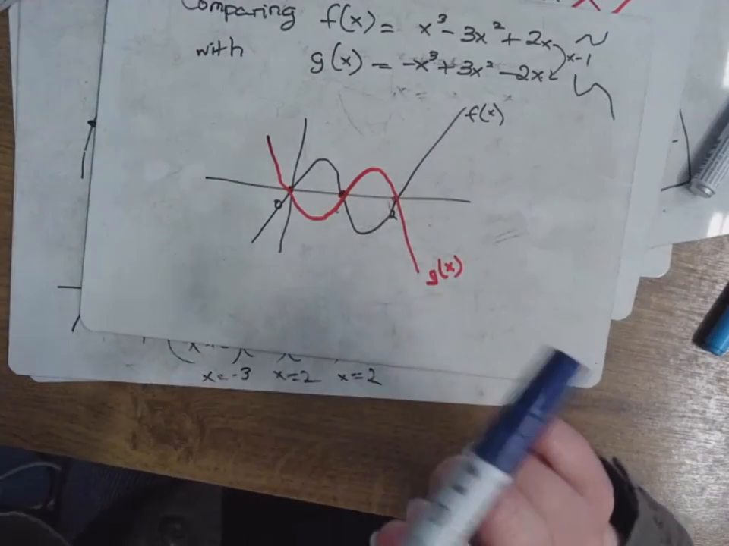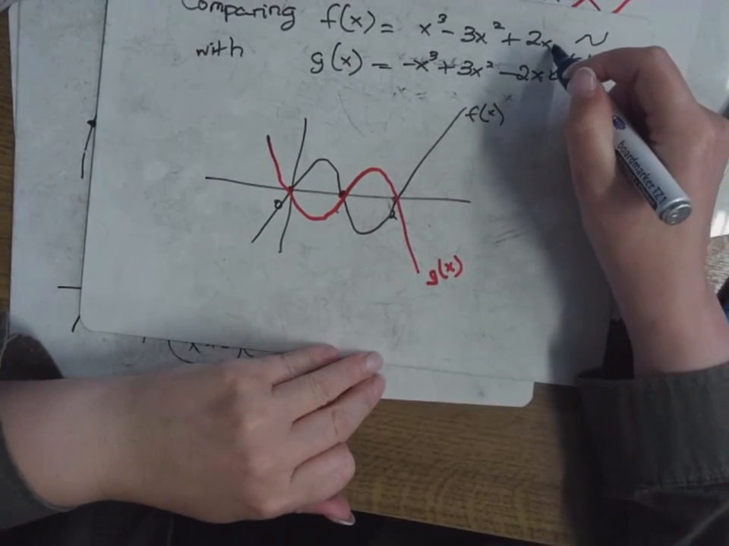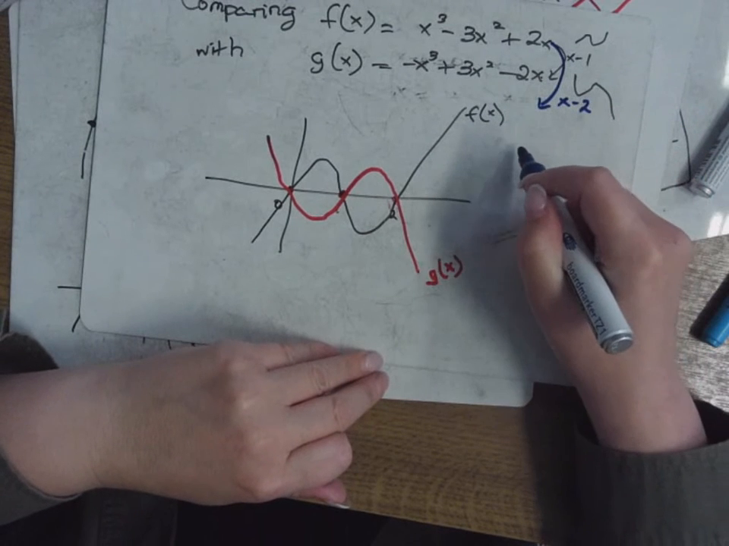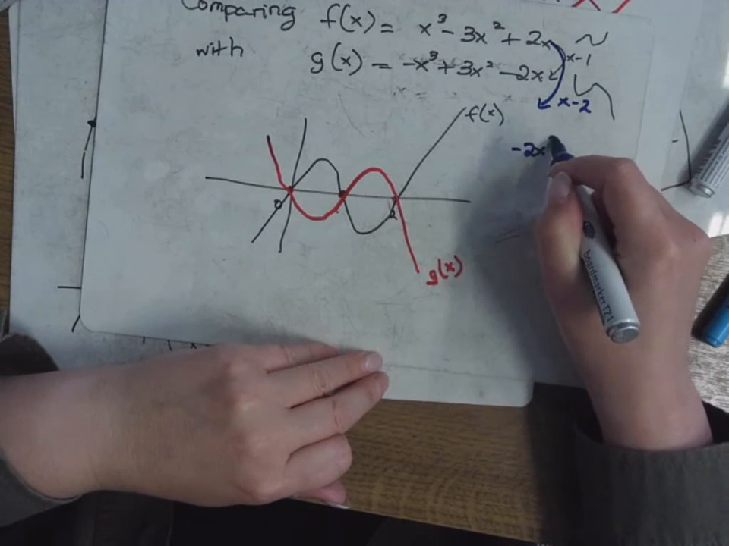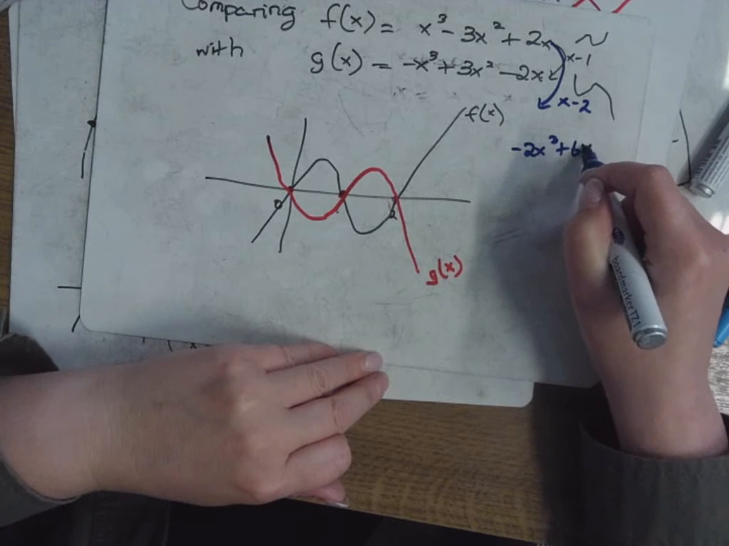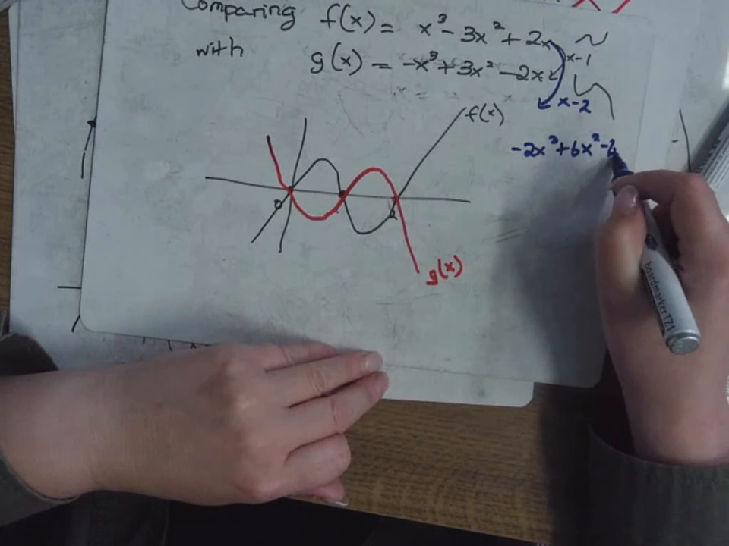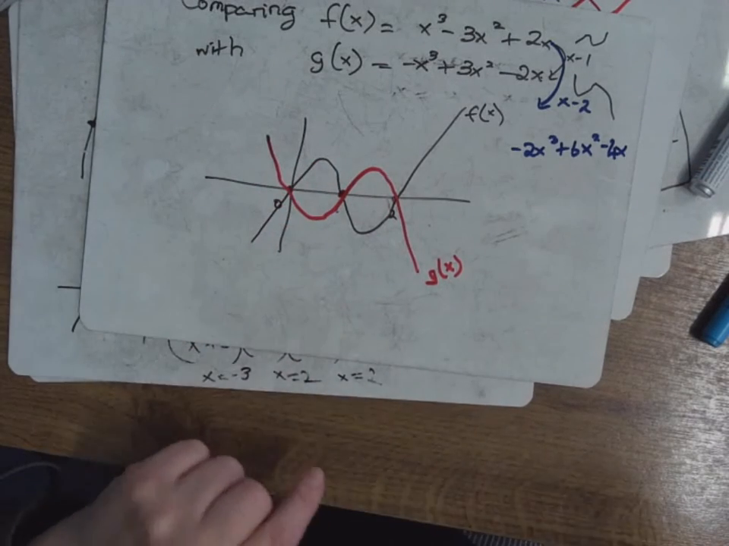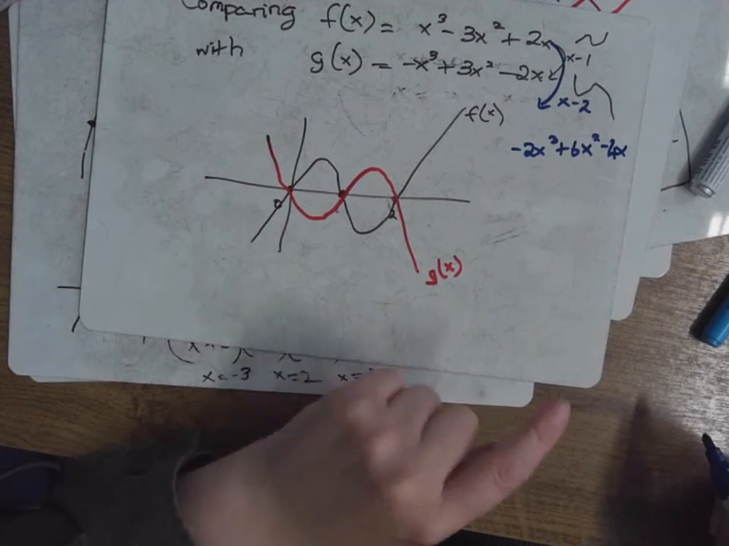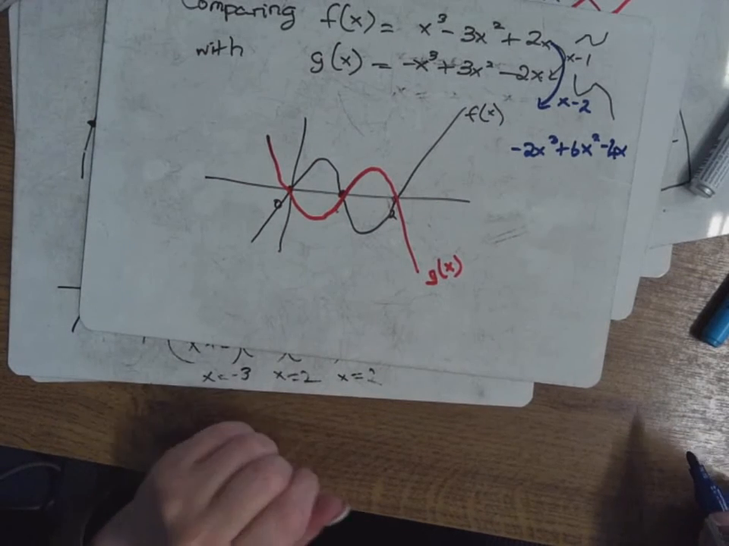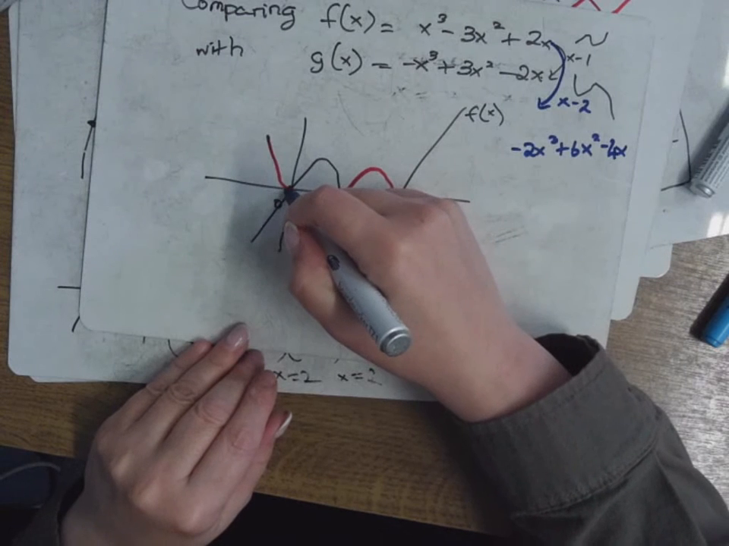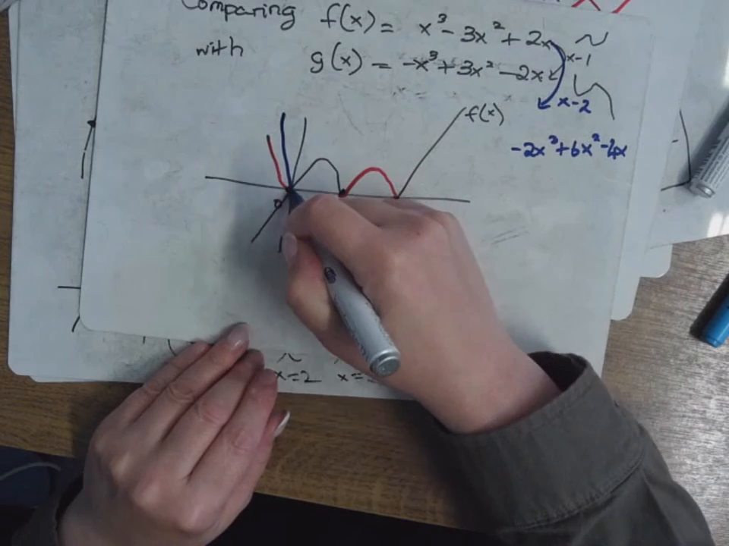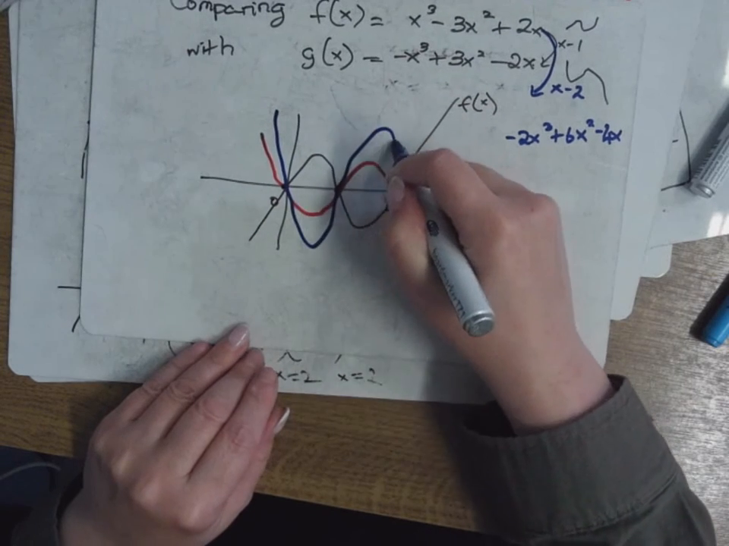What if I was to multiply by minus 2? So if I was to take the top graph and multiply it by minus 2, so minus 2x cubed plus 6x squared minus 4x. What if I was to draw that one? I know if I multiplied it by 2, the peaks are twice as big, aren't they? What if I was to multiply it by minus 2? It's still going to cross at the exact same points, but the peaks are going to be twice as big.